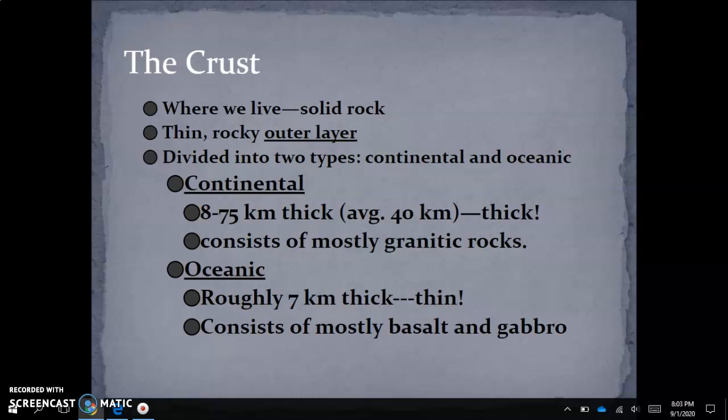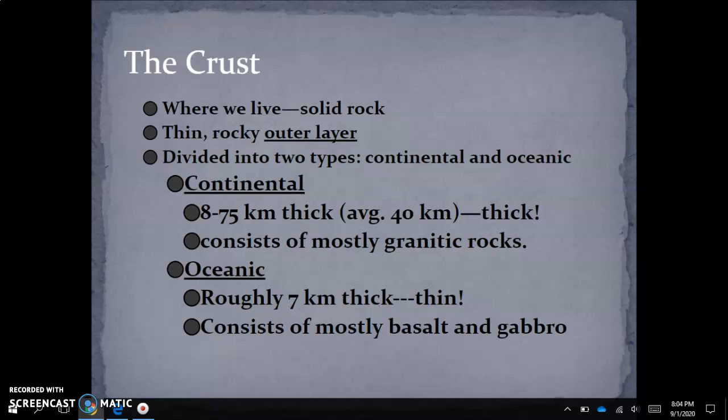So this is the solid rock. It is the thin, rocky outer layer of the Earth. So if you step outside your door and you step out onto the ground, you are standing on top of the Earth's crust. This is divided into 2 types, and it's going to be very important for us to know the 2 different types, especially when it comes to talking about plate boundaries. So we've got continental and oceanic crust.